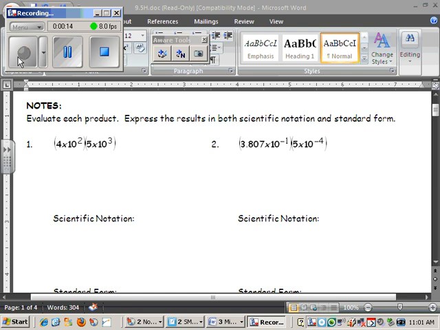In these examples, we're going to evaluate each product. So we're going to go ahead and multiply these two numbers, which are written in scientific notation, and then we're going to write the answers in both scientific notation as well as standard form. So let's take a look at number 1.